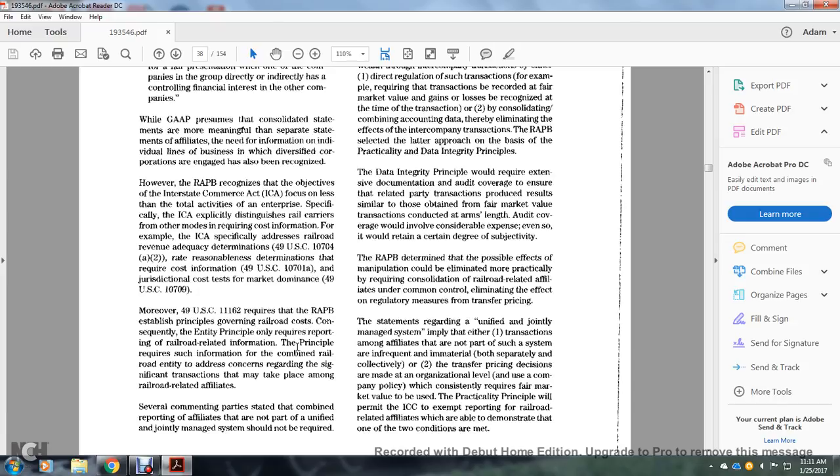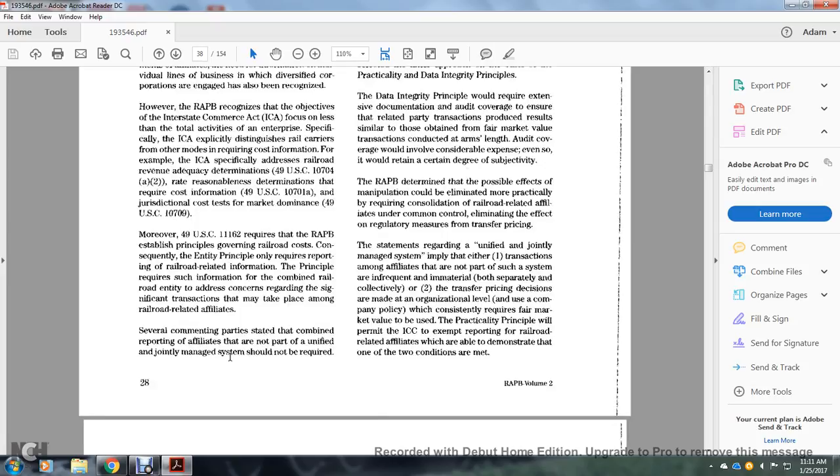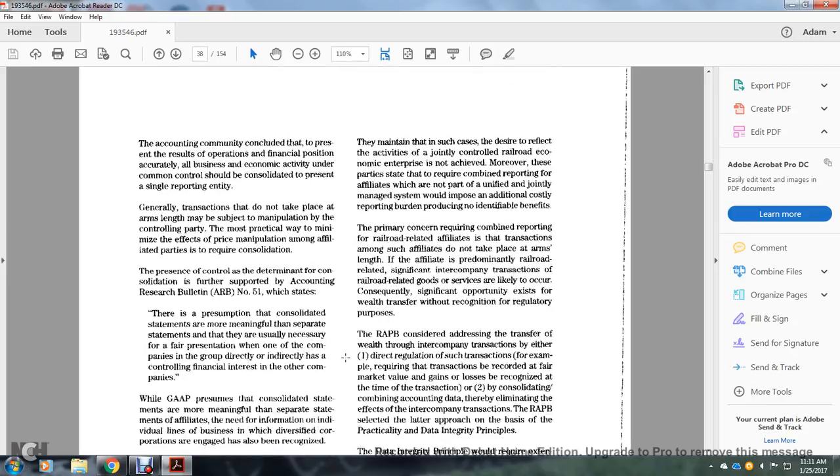The principle relates such information combined with the railroad and needs to address the concerns regarding significant transactions that may take place among the railroad affiliates. Several commenting parties state that combined reporting of affiliates that are not part of a unified jointly managed system should not be required. They maintain that such cases do not reflect activities jointly controlled with the railroad economic enterprise. They argue that requiring combined reporting of affiliates which are not part of the unified jointly managed system would impose additional cost and reporting burden, producing no identifiable benefits.